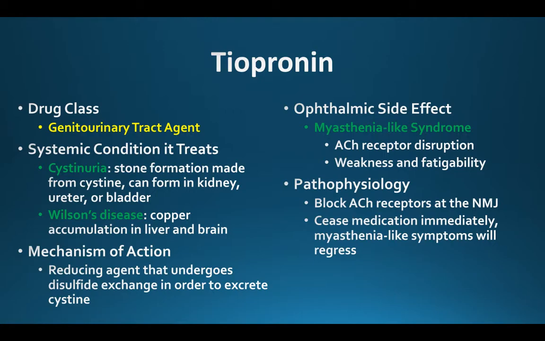The ophthalmic side effect here is a myasthenia-like syndrome, which basically mimics myasthenia gravis. Myasthenia gravis is an autoimmune neuromuscular disease in which antibodies develop and block acetylcholine receptors within the neuromuscular junction, inhibiting excitatory effects. This results in muscle weakness. Myasthenia-like syndrome does the same thing, except that the drug blocks the acetylcholine receptors, and that's what causes the weakness and fatigability. When these signs are noticed, the physician will cease the medication immediately, and then all of the symptoms will regress.